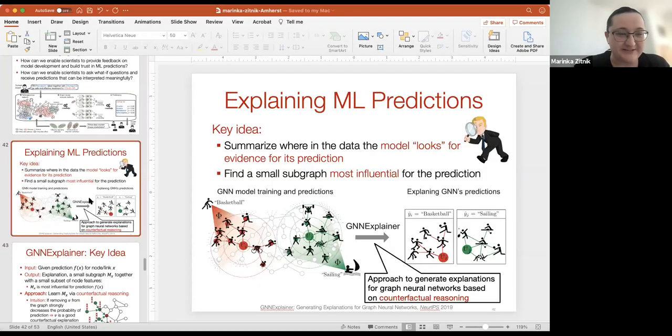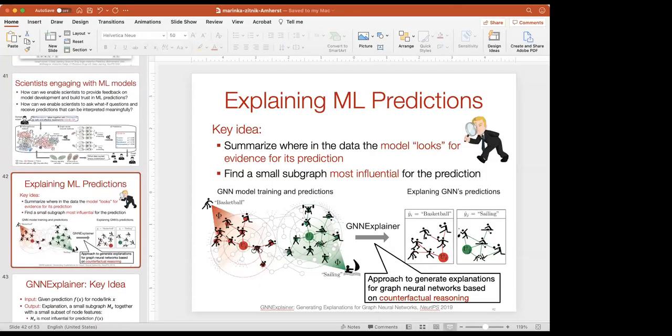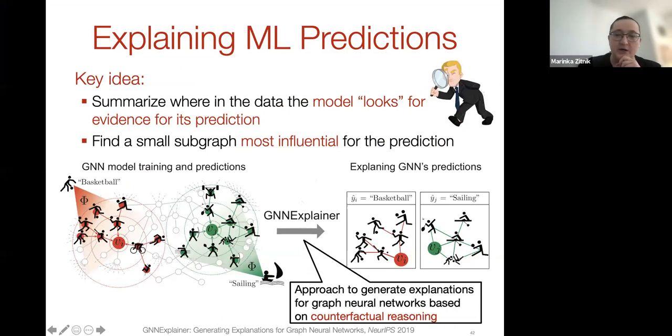Yes, let me share screen just for a moment, since I had to skip those slides, but there is a particular framework that we use that is called GNN Explainer, Generating Explanations for Graph Neural Networks. We published it in 2019, and GNN Explainer uses counterfactual reasoning to generate local explanations for predictions. What that means is that it can explain individual specific predictions made by the GNN model.